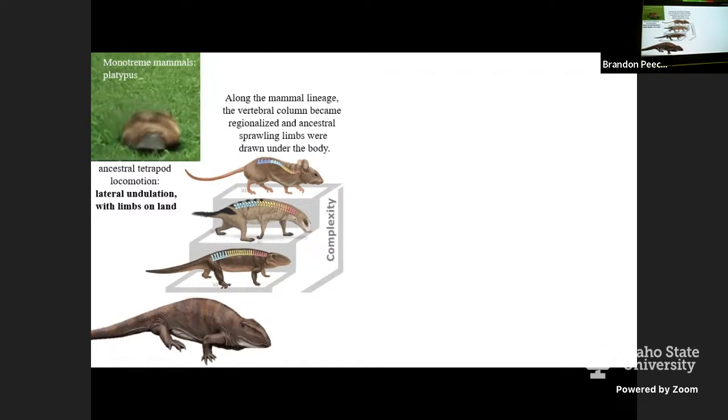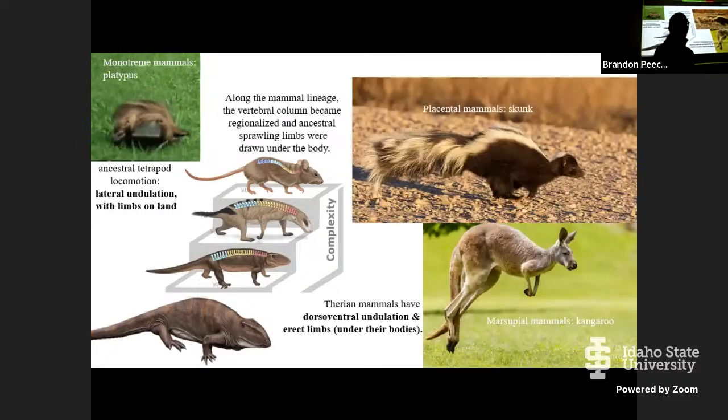Yes, it has fur. Yes, it has milk. Yes, it has three inner ear bones. It doesn't have teeth, but that's its own problem. But it's still going side to side, laterally undulating with its limbs. So some living mammals still do that. Most don't. Most living mammals are therians, so either marsupials or placental mammals.